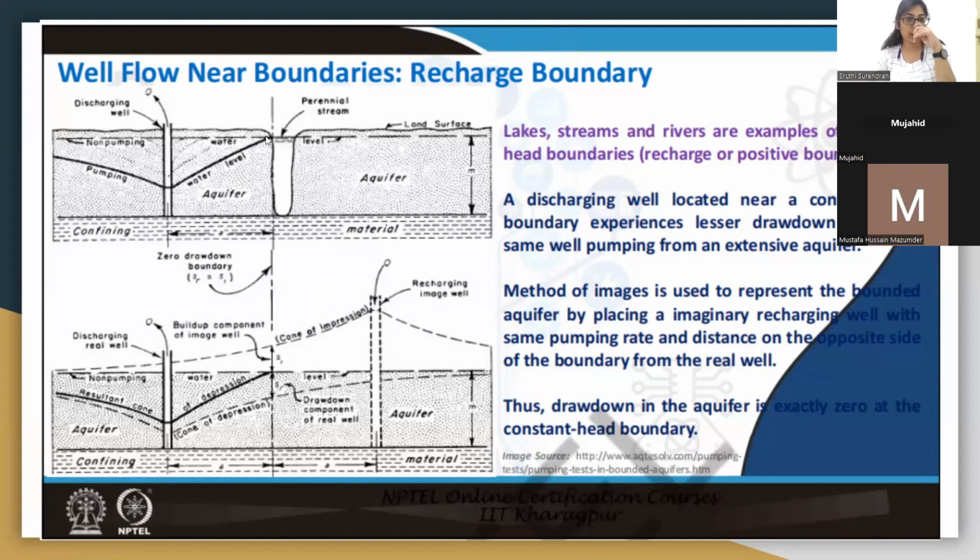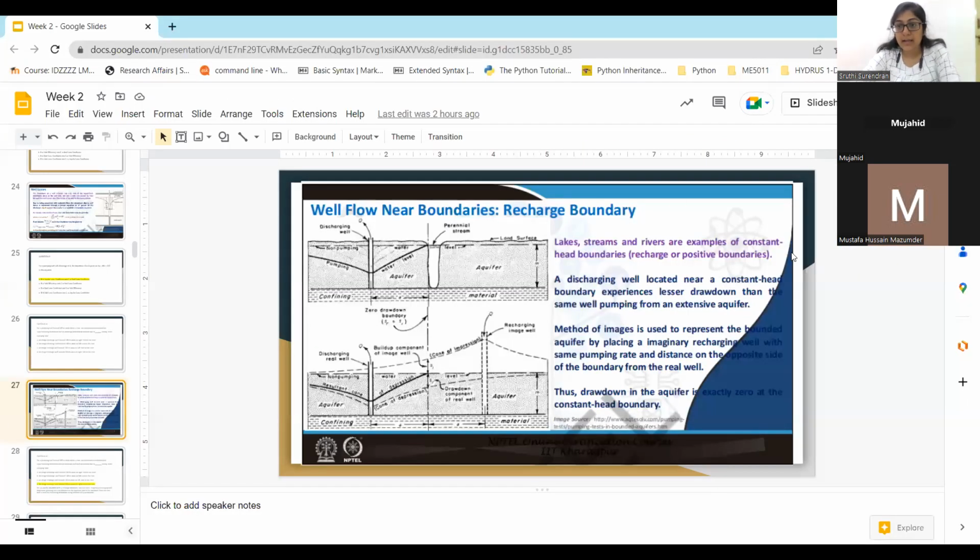This value is going to be the actual drawdown if there was no river or boundary condition. Because there's a river over here, the constant head boundary is going to come. So the water level is going to go like this instead of following the profile of the cone of depression. These details are there in the slides. You can read a little more about well flow with boundaries, without boundaries, with parallel boundaries and all.